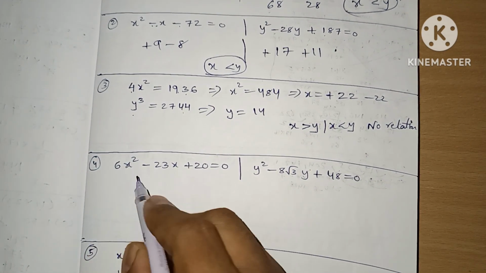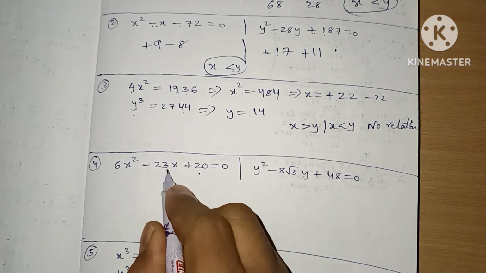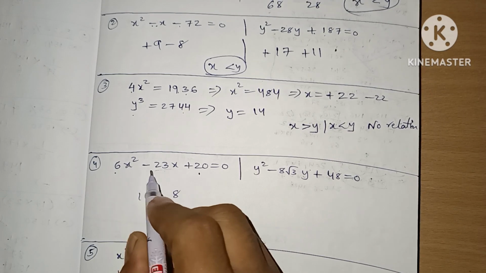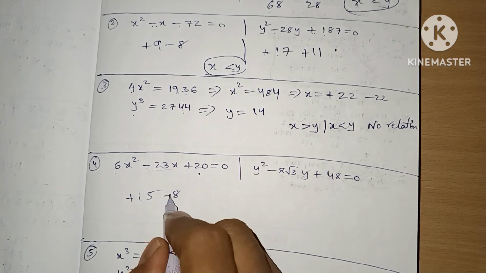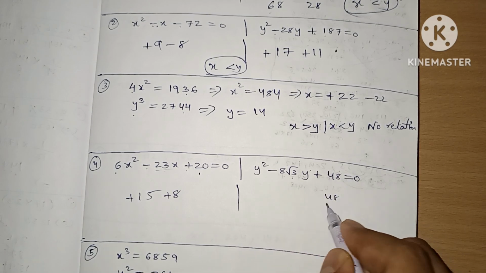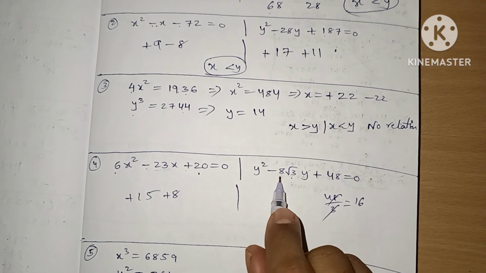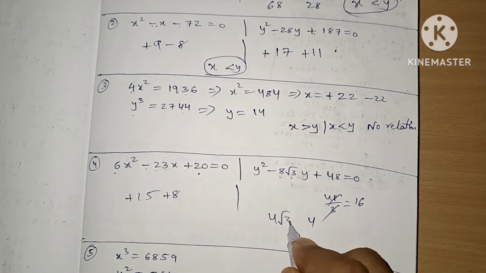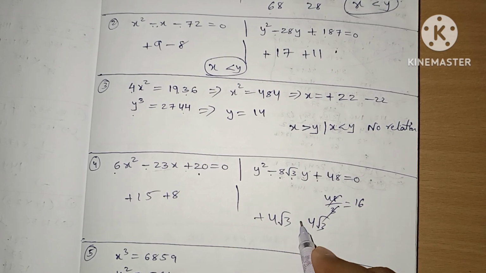Here 6 into 20, which will be 120. 120 means we need to get 23 means 15. 8 times will be 123 and we got 23. Minus and plus means plus and plus are the roots. Okay, here root 3. So 48 divided by 3 will be 16. So we need to get 16. For 4 times will be 16 and we place root 3 here. Minus and plus, so the roots are in positive.